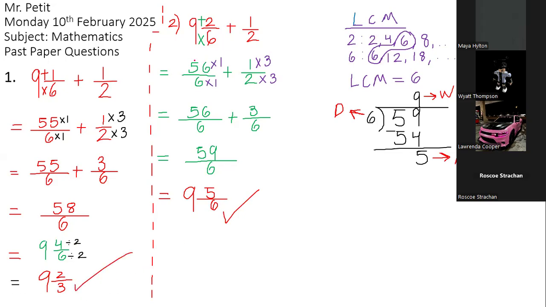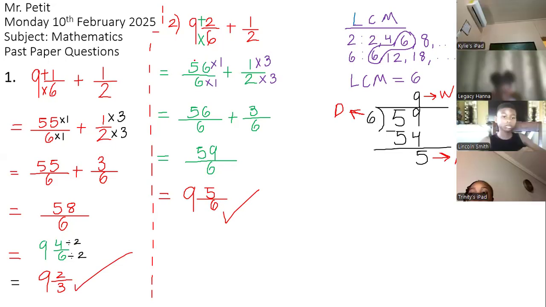I have a question, Mr. Petit. Go ahead. Like how we have mixed numbers, can you ever simplify with the whole number? It just stays just like that.